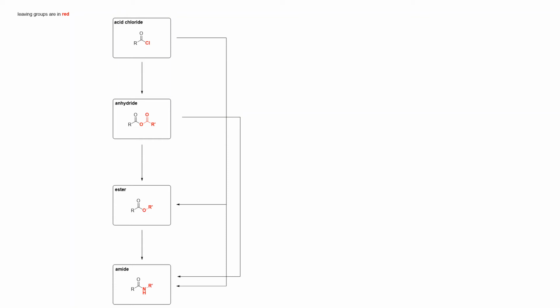All right, here we have our four carboxylic acid derivatives. We have an acid chloride, we have an anhydride, we have an ester, and we have an amide. They are arranged in order of leaving group ability. So the best leaving group is up here at the top, chlorine. So chlorine, bromine, iodine, those kinds of things will go up here.